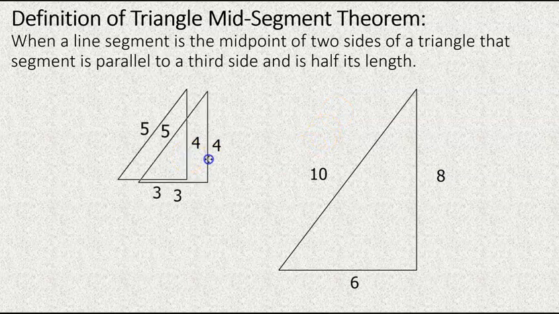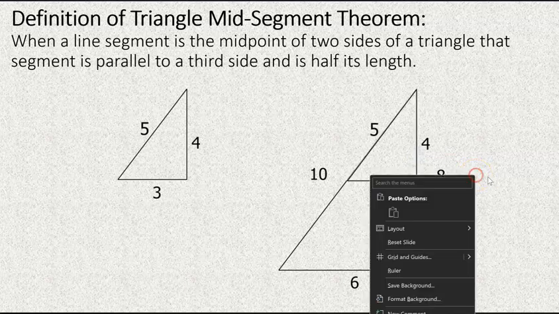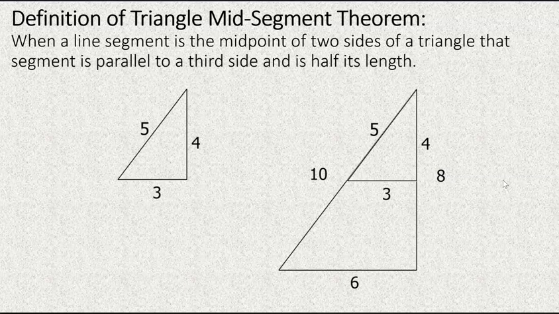If I take this triangle and I drag it over and place it on top of this triangle, I am creating a situation similar to the proportional triangle theorem. But in this case, we have created a special scenario where this point here is the midpoint of these lines. And in doing so, this line here is half of that line.